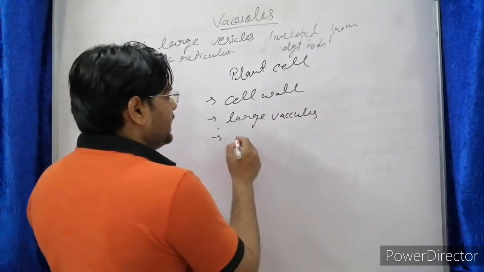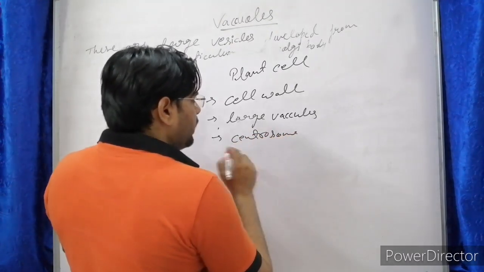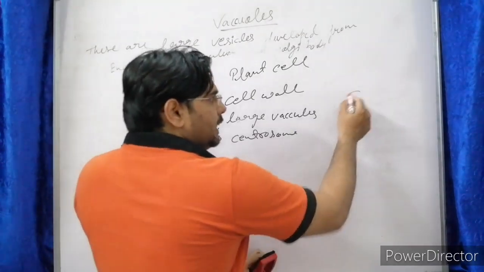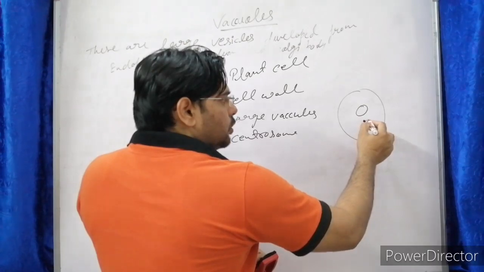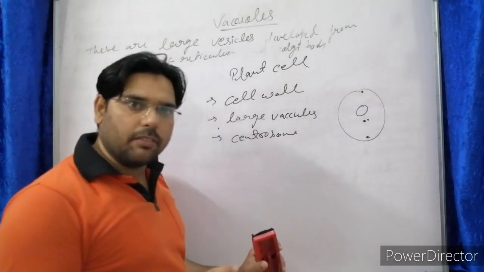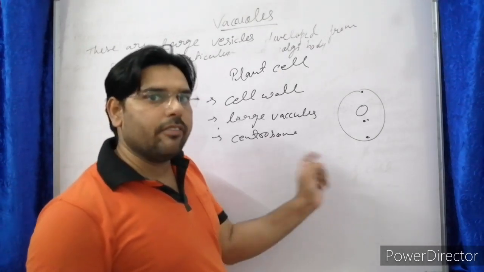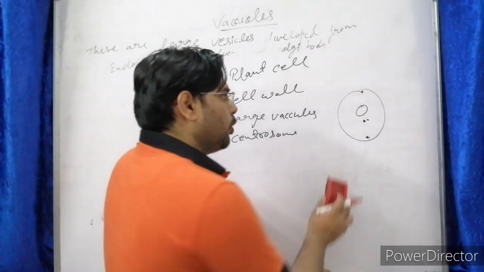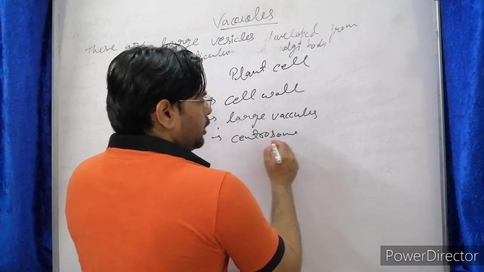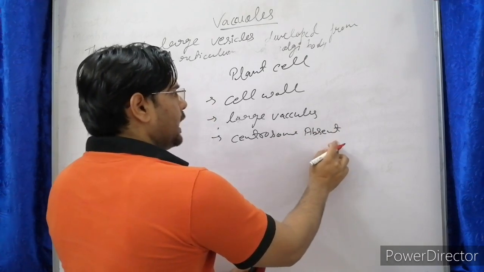Plant cell does not have a centrosome. What is a centrosome? A centrosome is a type of particle present inside the cell, which goes toward the pole during cell division and helps in cell division. We will study cell division in the next lecture, and then we will discuss the centrosome also. So plant cell does not have a centrosome. In plant cells, centrosomes are absent.